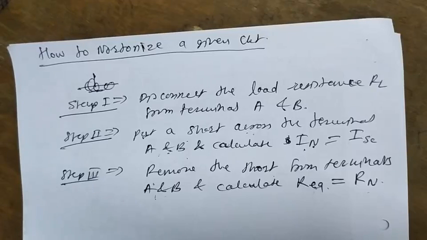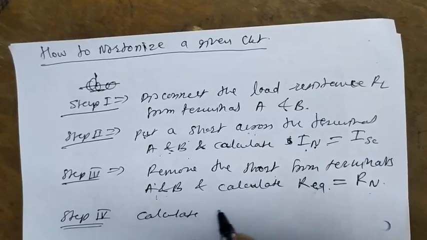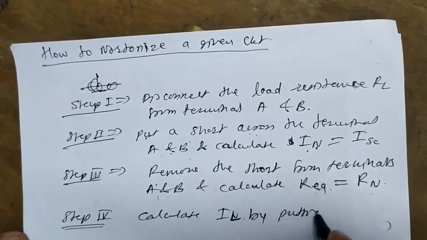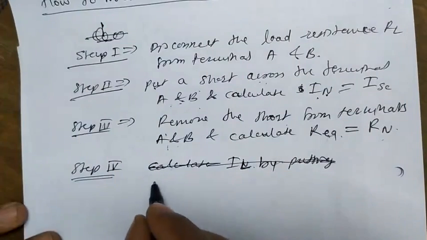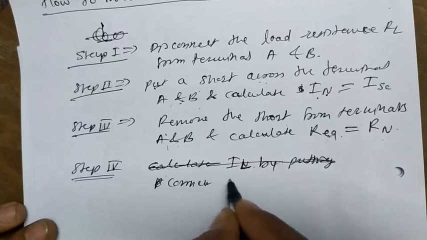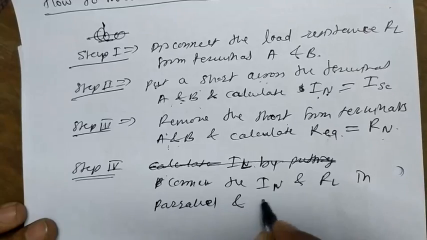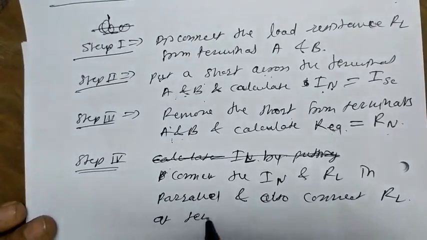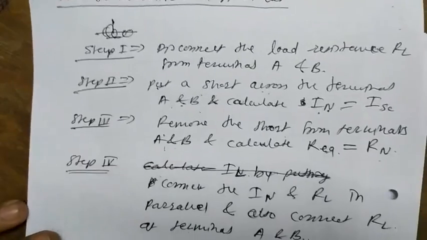Now step 4 is calculate IL here by placing, or connect the IN and RL in parallel, and also connect RL at terminals A and B. These are the 4 steps to Nortonize any given circuit.